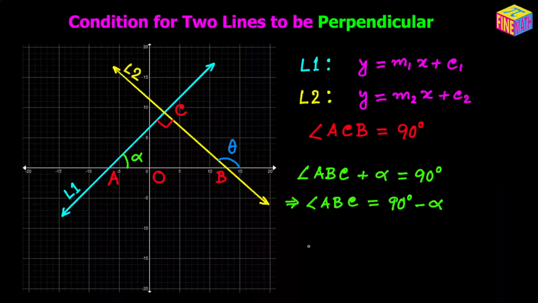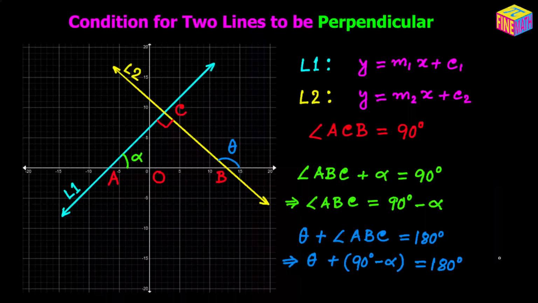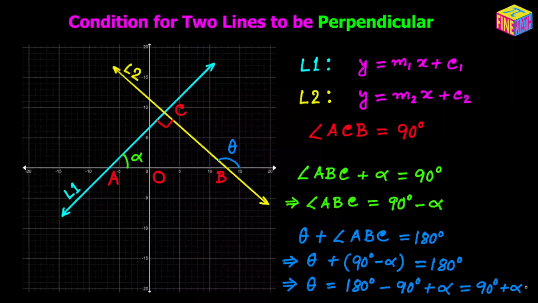So can we say theta plus angle ABC is equal to 180 degrees, because that would be a straight angle. So from here let's substitute the value of angle ABC in terms of alpha. I have simply replaced the value of angle ABC with 90 degrees minus alpha. That was the value of angle ABC that we derived just in the above line, right? Let's now try to find out what is the value of theta. So we get the value of theta in terms of alpha as 90 degrees plus alpha, right? So let me write it down here.